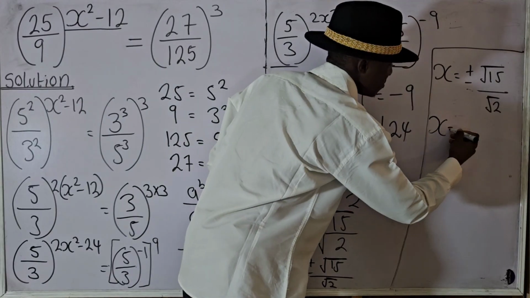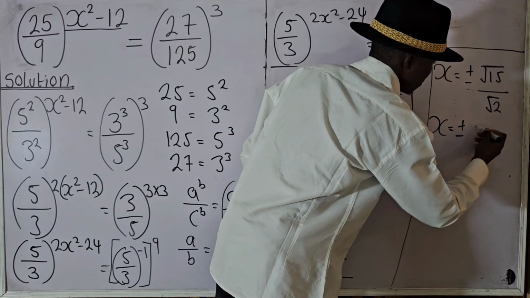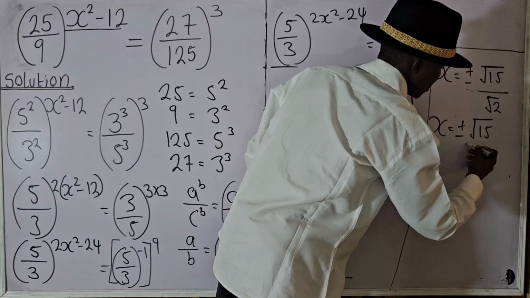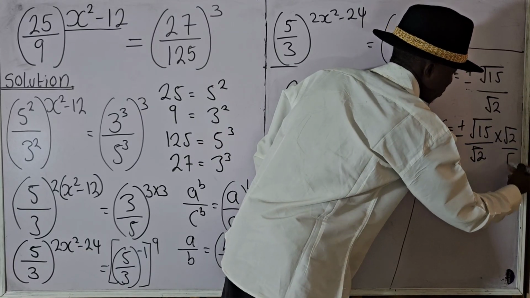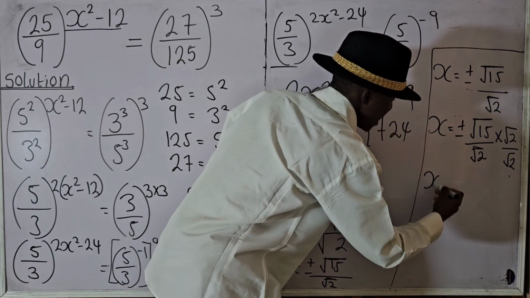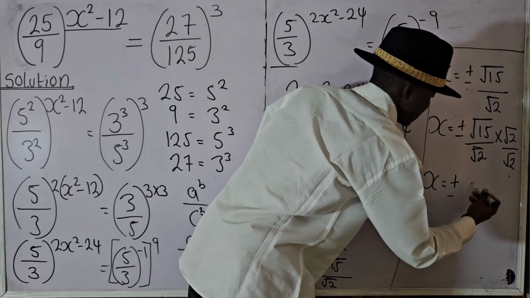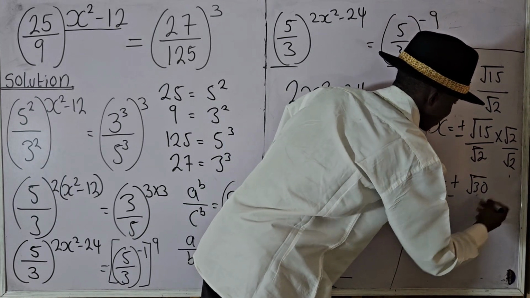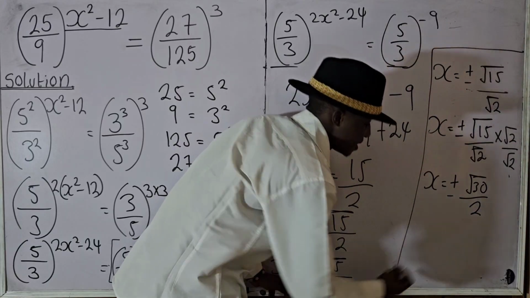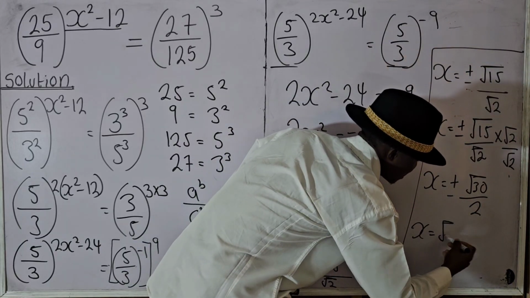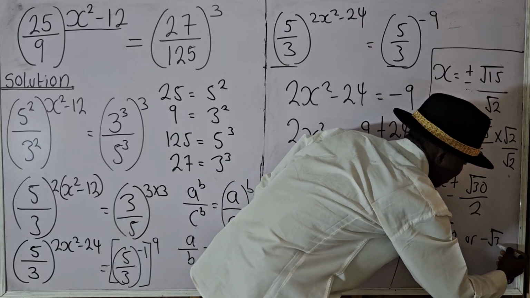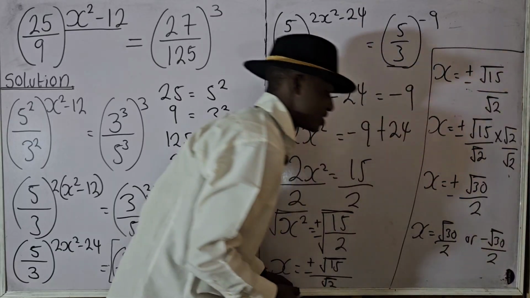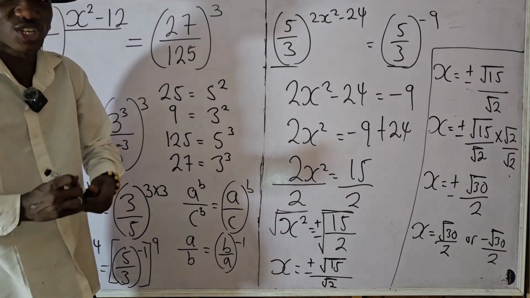So x will be equal to square root of 15 all over square root of 2 multiplied by root 2 all over root 2. Here we're going to have x equals positive or negative root 30 all over 2, right? So x equals root 30 over 2 or negative root 30 over 2. Do you understand? So that is the solution to the question.